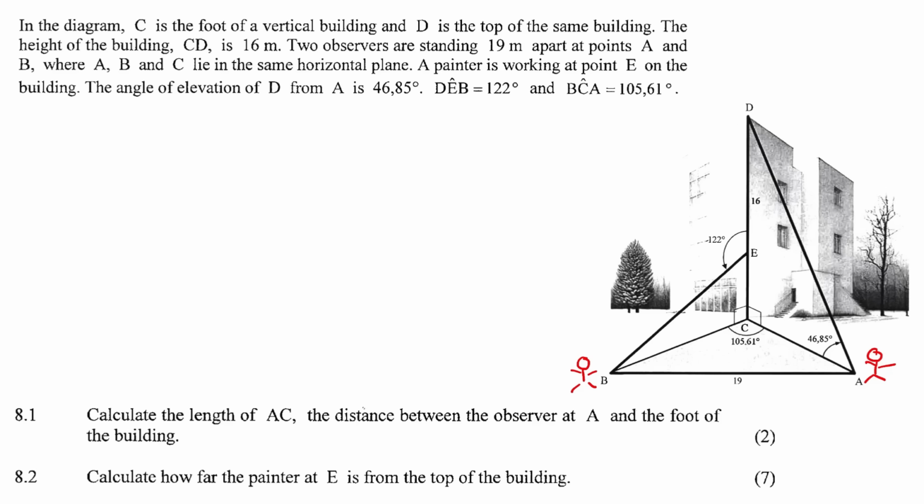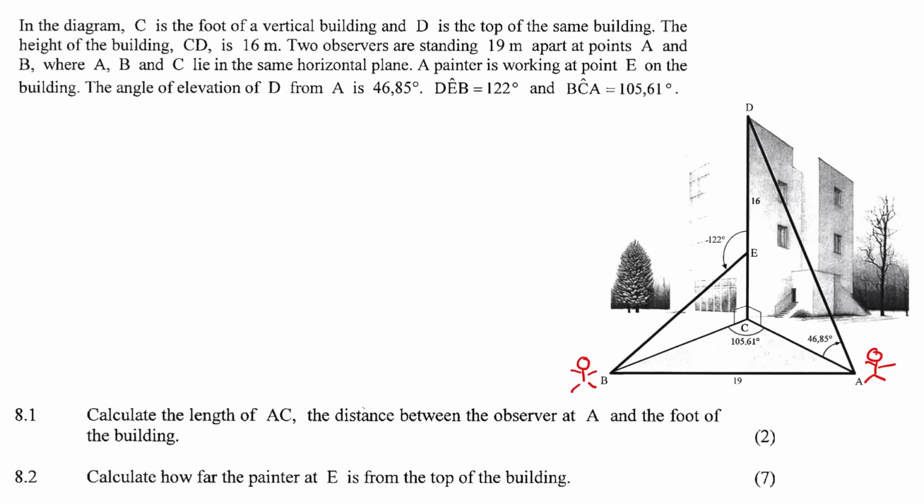The angle of elevation of D from A is 46.85. So there it is. They gave us that angle as 122, and they gave us this angle as 105.61. Fantastic. That's really nice that they have a drawing there. It's the first time I've seen that. Calculate the length of AC. And that's for 2 marks.